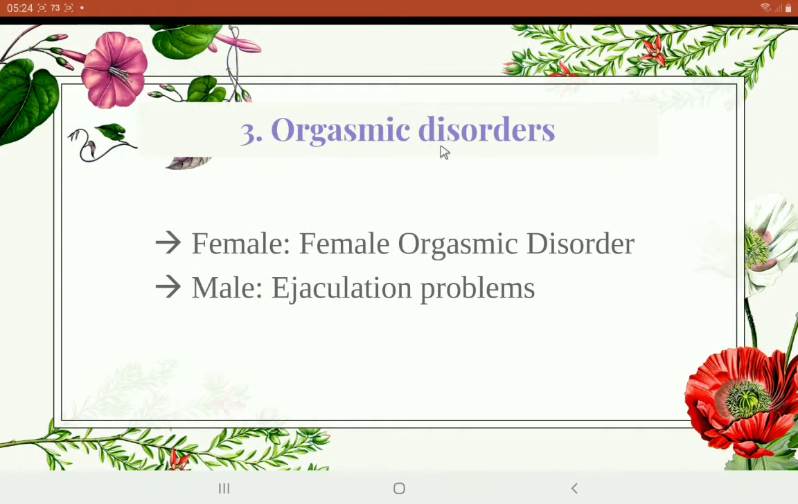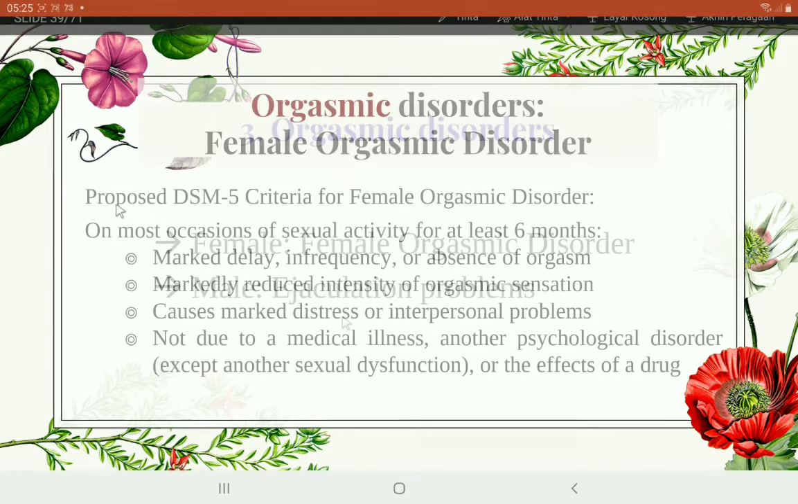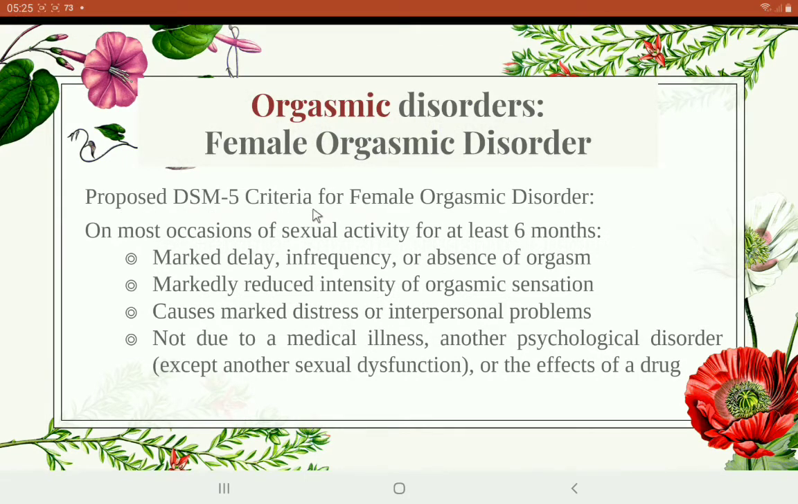Orgasmic disorders. Orgasmic disorders consist of female orgasmic disorders and ejaculation problems in male. Proposed DSM-5 criteria for female orgasmic disorders: on most occasions of sexual activity for at least 6 months, there is marked delay, infrequency, or absence of orgasm, and markedly reduced intensity of orgasmic sensation, causing marked distress and interpersonal problems, not due to medical illness, another physiological disorder, or the effect of drugs.